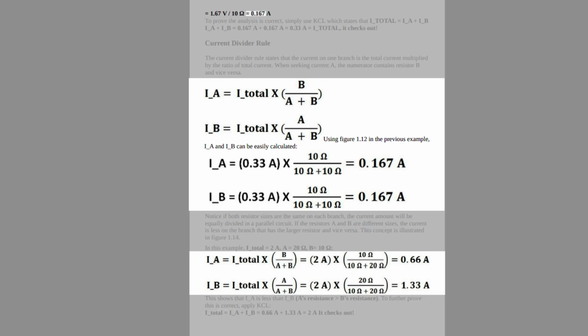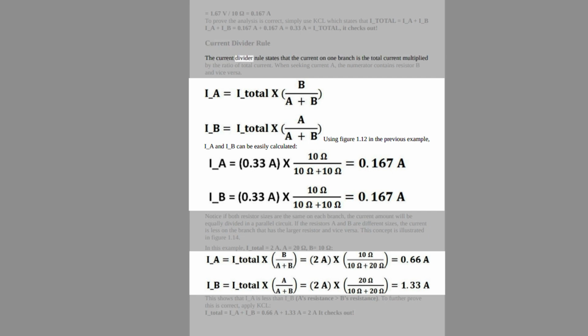1.67V/10 ohms equals 0.167A. To prove the analysis is correct, simply use KCL, which states that I_total equals I_A plus I_B. I_A plus I_B equals 0.167A plus 0.167A equals 0.33A equals I_total. It checks out.